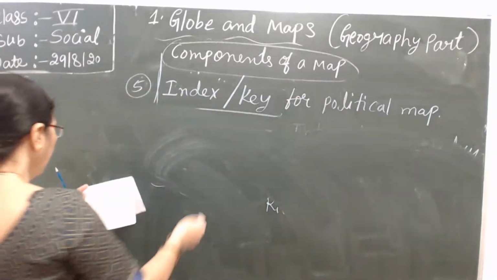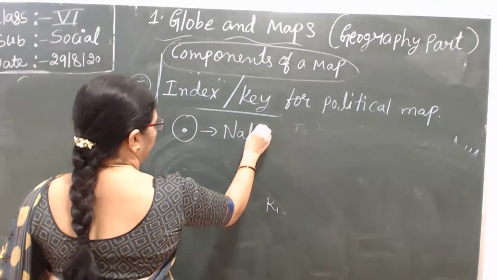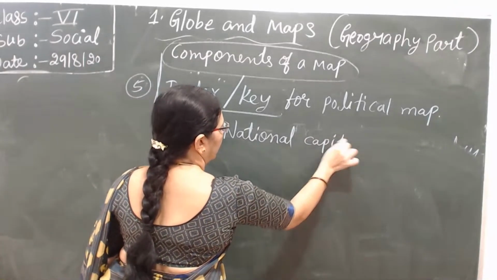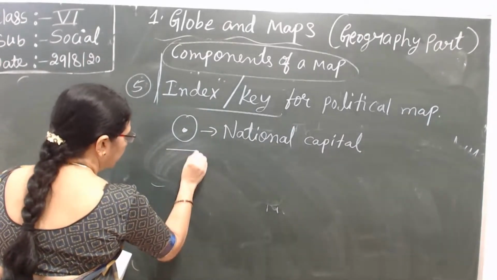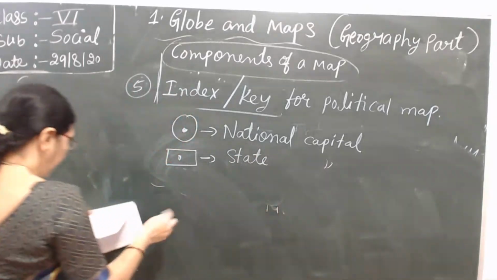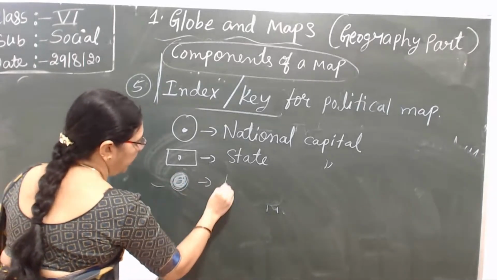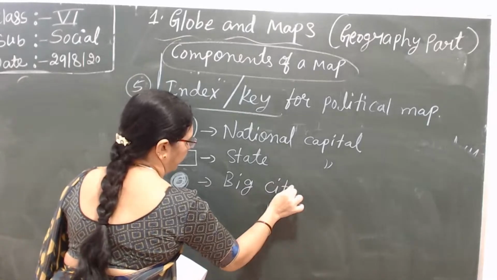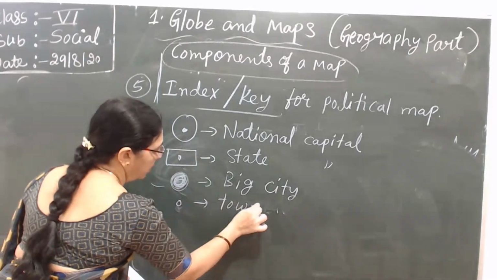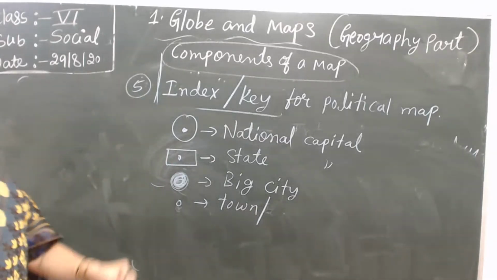Index of the political map. This symbol shows the national capital. This is the state capital. This is big cities. Next, this is a town or small city. These are the political map index of symbols.